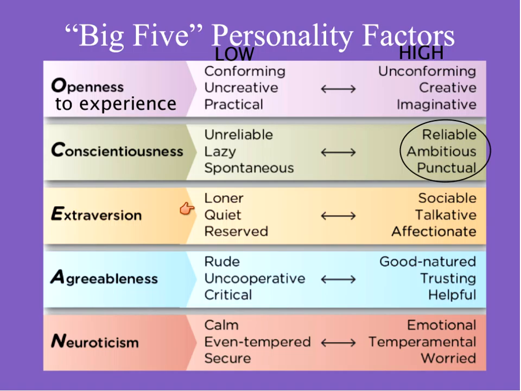Extroversion, are you outgoing or not? If you're low on this dimension, you're introverted, not extroverted. You're a loner, you're quiet, you're reserved. If you're highly extroverted, you're sociable, you're talkative, you're affectionate. Agreeableness, how easy to get along with are you? Well, if you're highly agreeable, you're flexible, you're good-natured, you're trusting, you're helpful, you're not bitching and moaning about everything. If you're low on agreeableness, you're grouchy and crotchety and rude and uncooperative and critical, and you're constantly bitching and moaning about things. Okay, that's agreeableness.